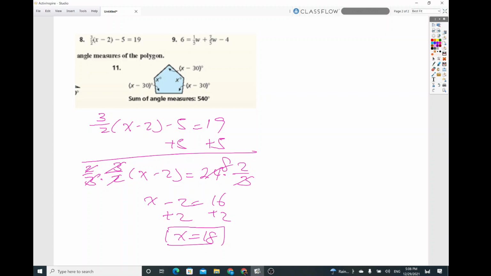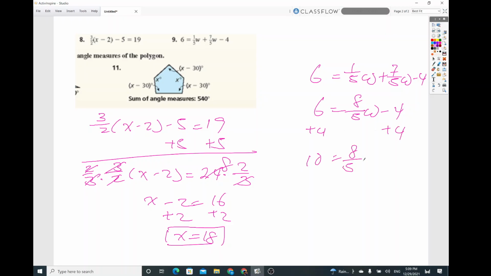And now, what about the other one like this? We have 6 equals 1/5 w plus 7 over 5 w minus 4. First thing you want to find is the like terms. You may notice 1/5 w and 7/5 w. Combine them, so we have 8/5 w. Combine the like terms, and then add 4 to both sides. Once you add 4 to both sides, we have 10 equals 8/5 times w. And then in order to get rid of that 8/5, we multiply by the reciprocal, just like we did for the previous problem. So multiply by 5 over 8 on both sides.